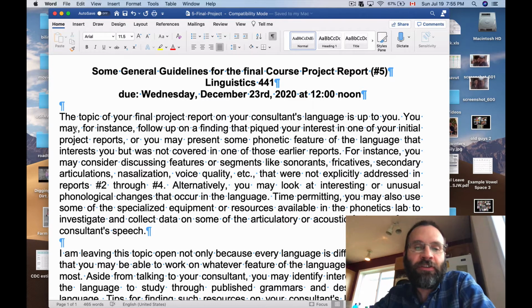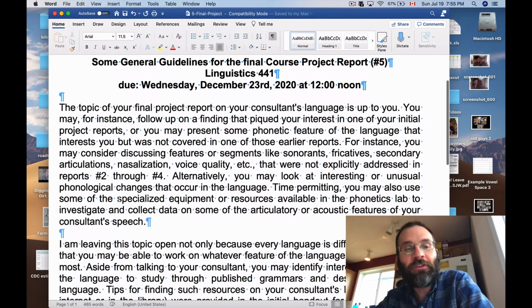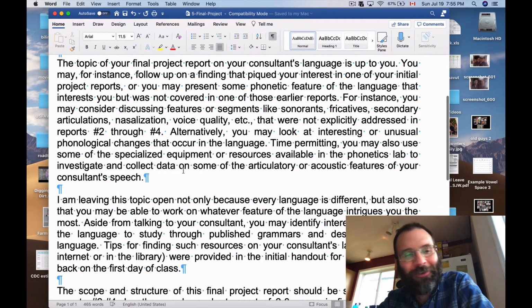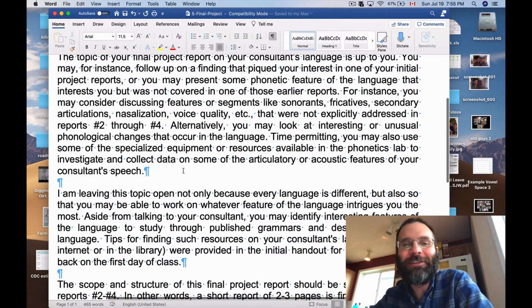Alternatively, you may look at interesting or unusual phonological changes that occur in the language. I'm okay with some phonology in here, that's totally fine. Phonology is part of phonetics, just like phonetics is part of phonology, so on and so forth.